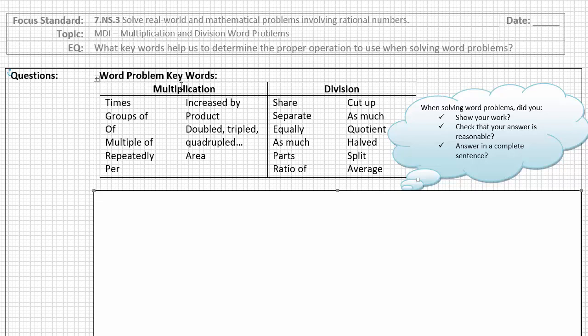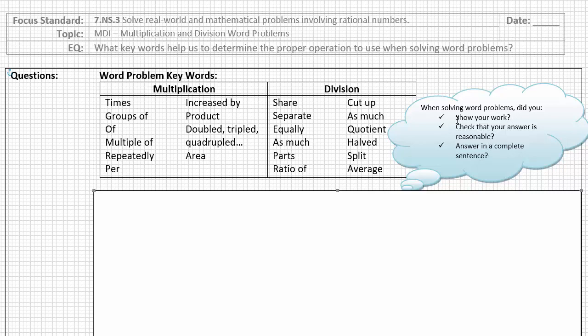So I do want to make sure that you have this table copied down, and once again you might want to include some space to add more words as we do work with word problems in class. This just serves as a reminder with solving word problems, especially on unit tests. If you're going for a 4, you need to check that you showed all your work, check that your answer is reasonable, and answer in a complete sentence.